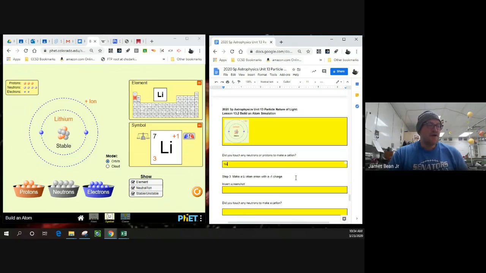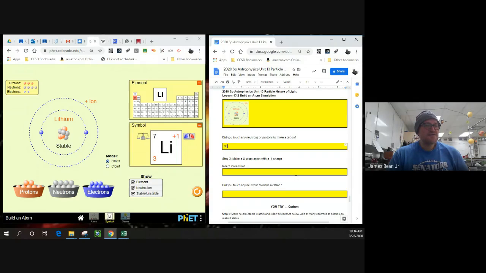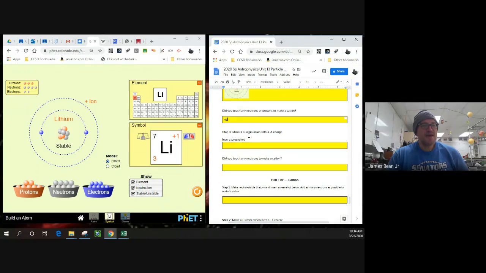All right, so what you have to do now, it says step 3, make a lithium atom anion with a -1 charge. So we're over here. I'm going to have to add an electron here to make it neutral. Notice it's neutral here. Let's add one more electron. Now it's -1. So now we have an anion.